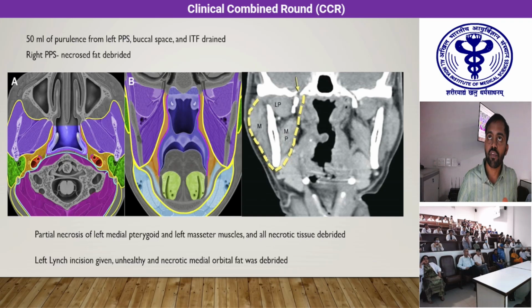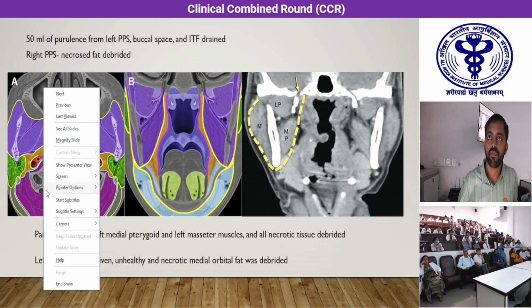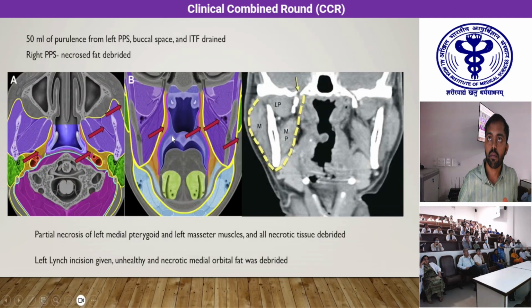Intraoperatively, around 50 ml of pus from the left parapharyngeal space and masticator space drained, as well as from the infratemporal fossa. In the right parapharyngeal space, the fat was found to be unhealthy, which was debrided. Partial necrosis of the left masticator as well as the medial pterygoid muscle was noted, which was debrided. In the left side medial orbit, a Lynch incision was given and unhealthy medial orbital fat was debrided also.